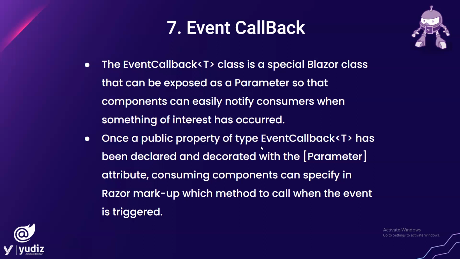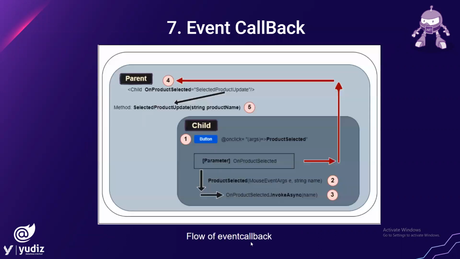Once a public property of type EventCallback has been declared and decorated with the Parameter attribute, the consuming component can specify in Razor markup which method to call when the event is triggered. So first, you declare the EventCallback as public and declare the Parameter attribute in the child class. From the parent class, we must add the event handler, then after the event will be triggered. Now let's see the flow of EventCallback.